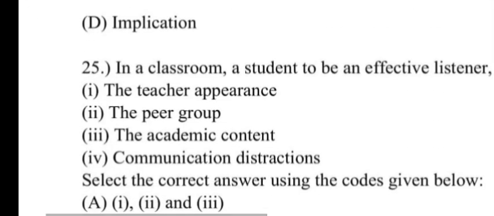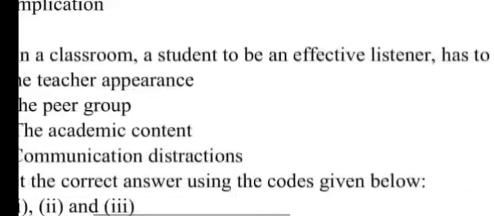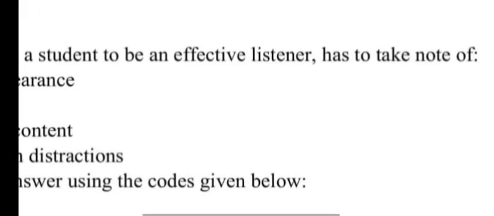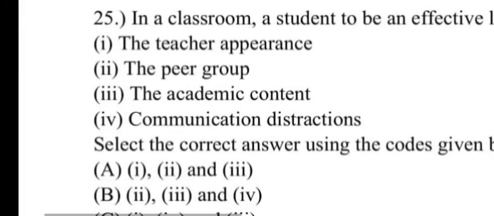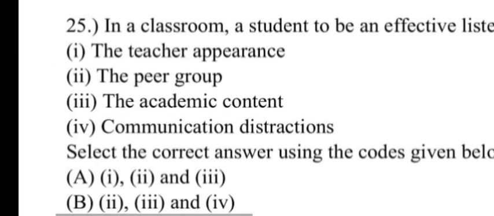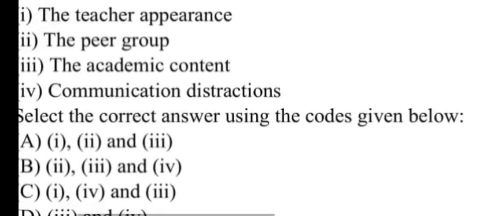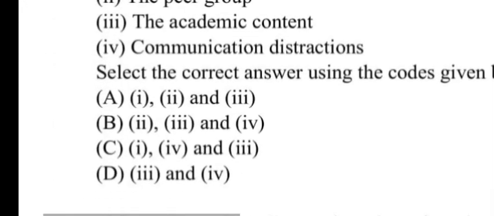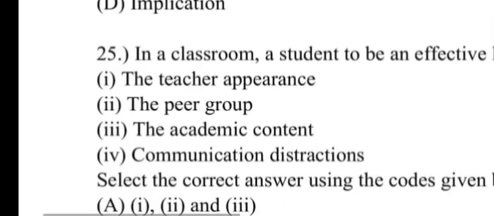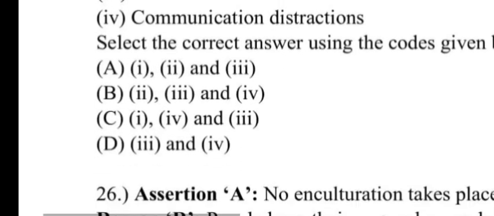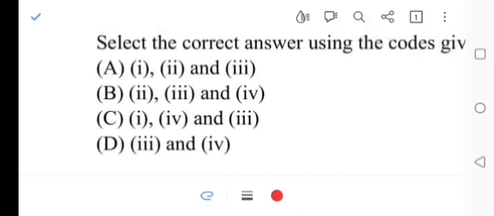Question 24 done. Now question 25 says, in a classroom a student, to be an effective listener, has to take note of what? 1. The teacher's appearance, 2. the peer group, 3. the academic content, 4. communication distractions. Select the correct answer using the codes given below. As usual, four options are given: 1 2 3, 2 3 4, 1 4 3, 3 4. So question number 25, the correct answer will be 3 and 4 according to me.